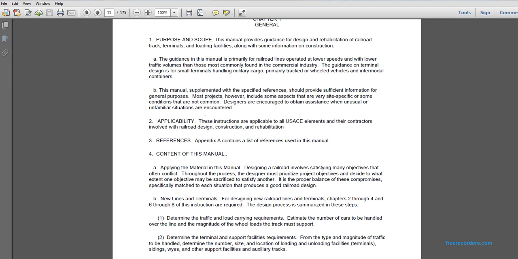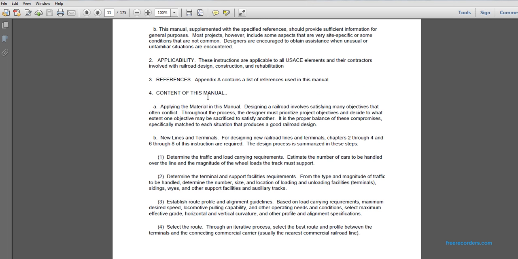The design process is summarized in the following steps. 1. Determine the traffic load-carrying requirements. Estimate the number of cars to be handled over the line and the magnitude of the wheel loads the track must support. 2. Determine the terminal support facility requirements. From the type and magnitude of the traffic to be handled, determine the number, size, and location of loading and unloading facilities, terminals, sidings, Ys, other support facilities, and auxiliary tracks.